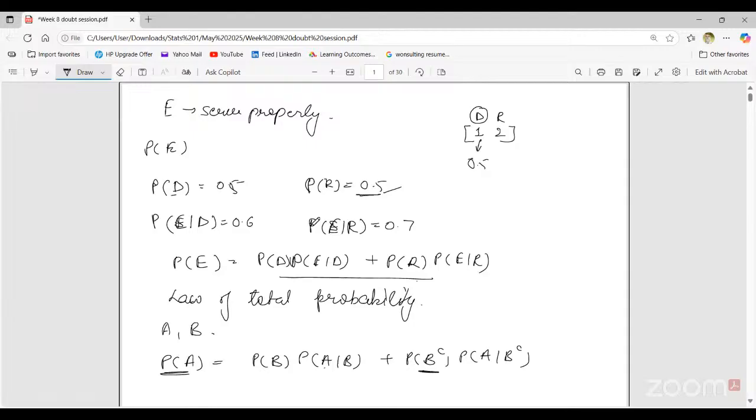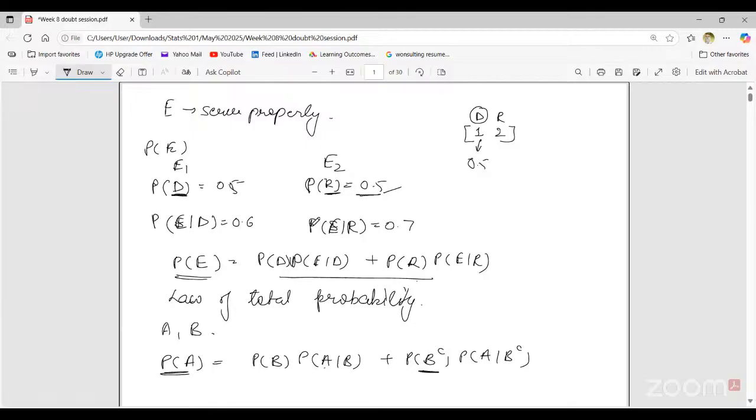These are my events. One event is E1 and this is E2. So I am taking E as they are serving properly, and I need to find the probability of E, that they serve properly. So what are the conditions?